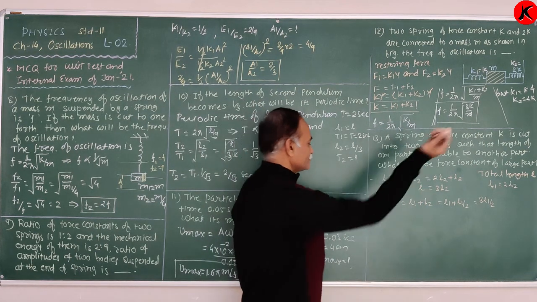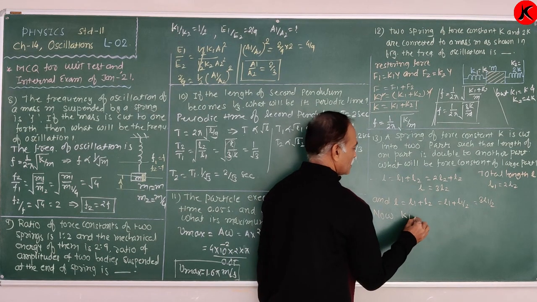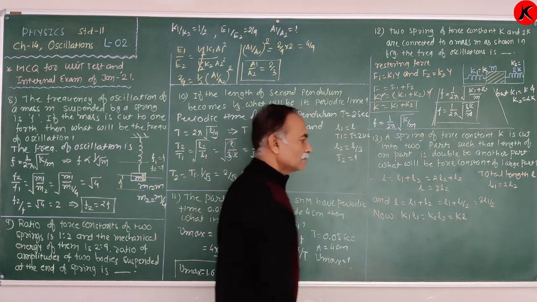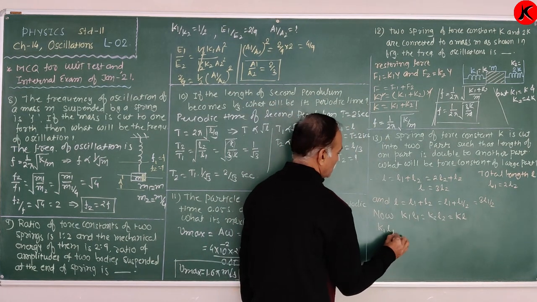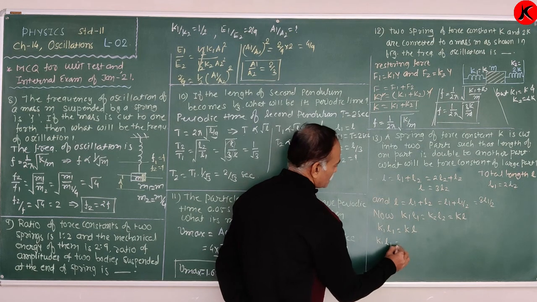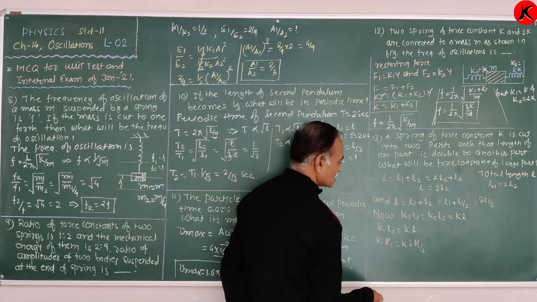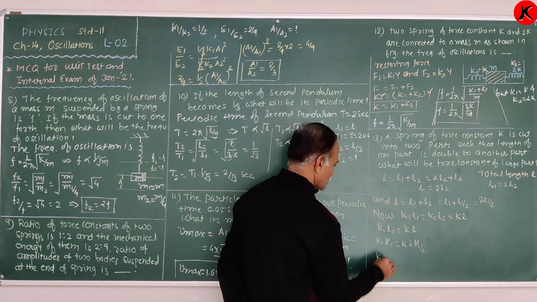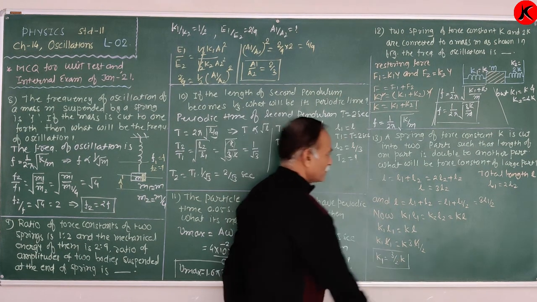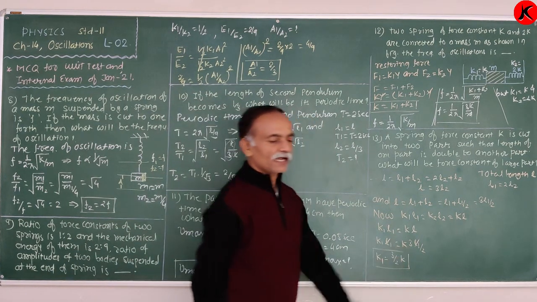Okay. Now, the spring constant relation K1L1 is equal to K2L2 is equal to KL. Here we are comparing K1L1 is equal to KL. Therefore, K1L1 is equal to K times L, which is 3L1 by 2. L1 cancels. Therefore, K1 is equal to 3 by 2 K. That is the force constant of the larger part.